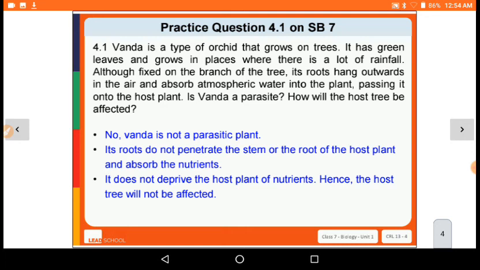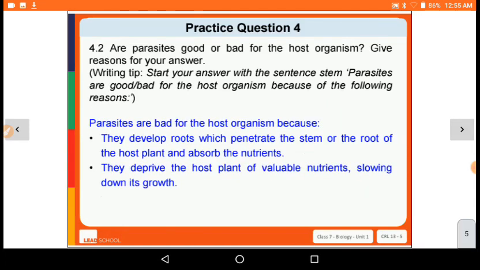No, Vanda is not a parasitic plant. Its root does not penetrate the stem or the roots of the host plant and absorb nutrition. It does not deprive the host plant of nutrition, hence the host tree will not be affected. Second question, are parasites good or bad for the host organism? Give reason. Parasites are bad for the host organism because they develop roots which penetrate the stem or the roots of the host plant and absorb nutrition, and they deprive the host plant of valuable nutrition and slow its growth.